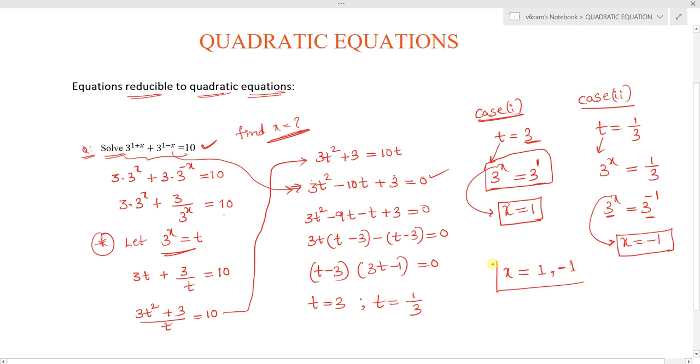This is the way of solving the given equation. The equation is not in the form of a quadratic equation, but we need to convert the given equation into a quadratic equation by assumption or by making some substitution. Then what are the values solved? We solve for x. The x values we obtain are 1 and minus 1. The solution is x equals 1 and minus 1, otherwise x equals 1 and minus 1 are the roots of the equation 3 power 1 plus x plus 3 power 1 minus x equals 10.